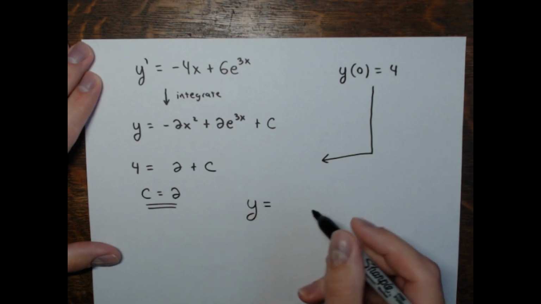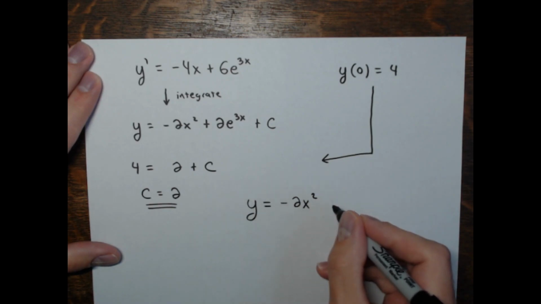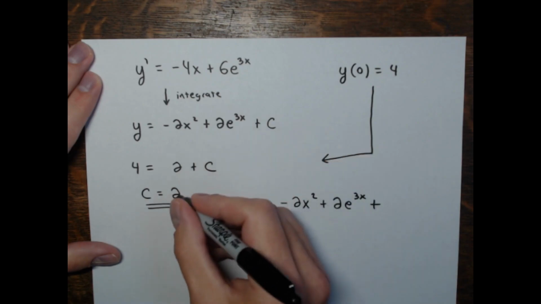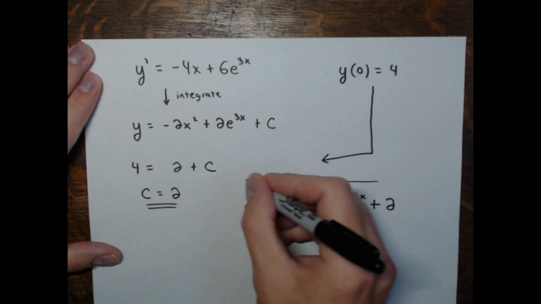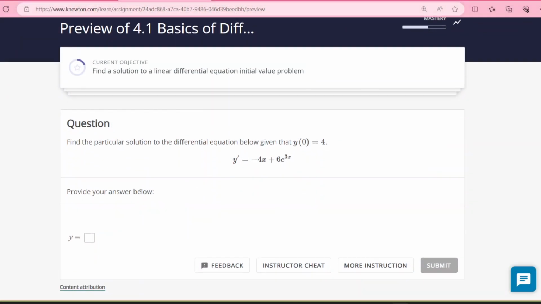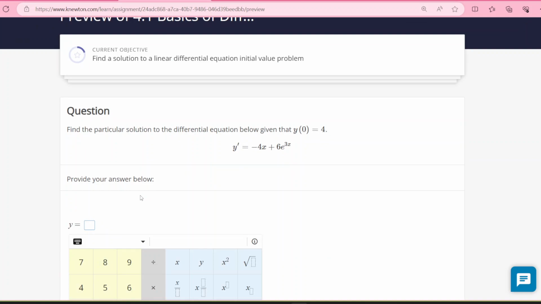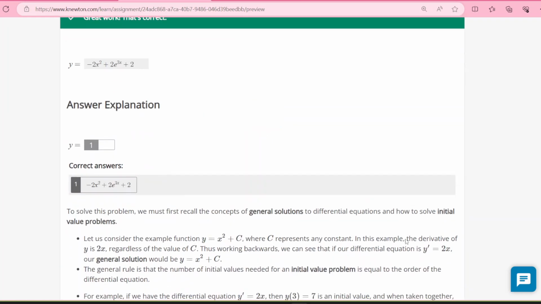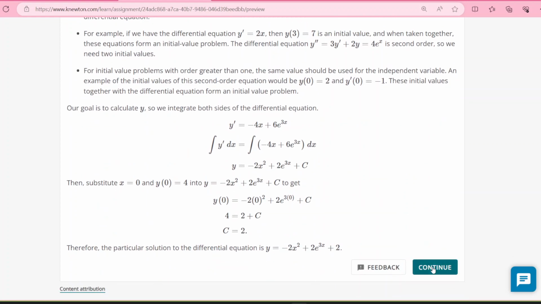So our solution then is y equals negative 2x squared plus 2 times e to the 3x, and then plus your constant, which has to be 2 to satisfy that condition. And there we go. That's what I'll be entering. So y equals negative 2x squared plus 2 times e to the 3x power, and then plus 2, plus that constant 2. Great. All right, moving on.